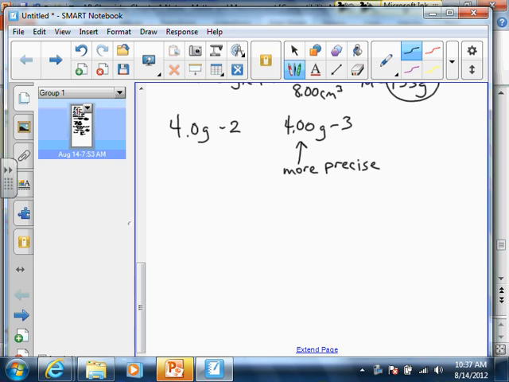How many significant figures are in each of the following numbers? Assume that each number is a measured quantity. Okay, so A here, 4.003. That one has 4 sig figs. Okay. And then B here, 6.02 times 10 to the 23rd.